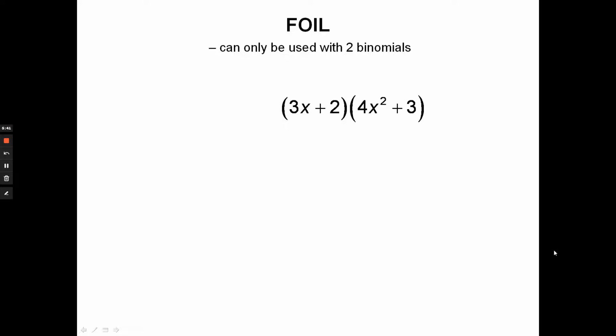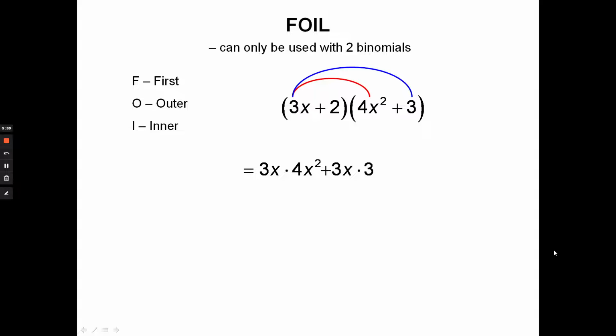You have all done this in Algebra 1 and hopefully have not forgotten how to FOIL, but I've come across a few students that don't know what FOIL stands for, so we're going to go ahead and talk about it. You can only use it when you are multiplying two binomials together. Something like 3x plus 2 and 4x squared plus 3. The F stands for first. You multiply your first terms together, so 3x times 4x squared. Then you do your outer terms, so 3x and 3. Then your inner terms, 2 and 4x squared. And then L for last, so your 2 and your 3.